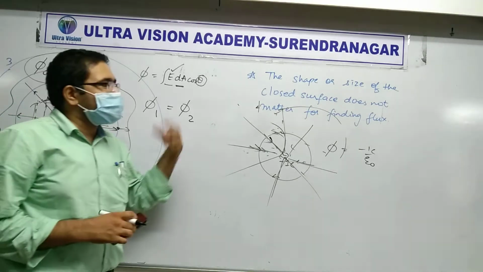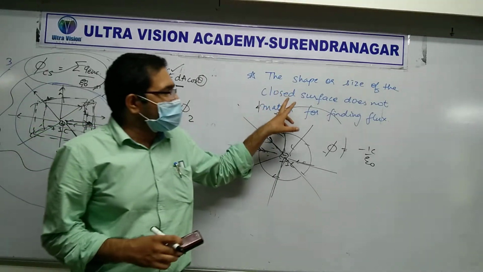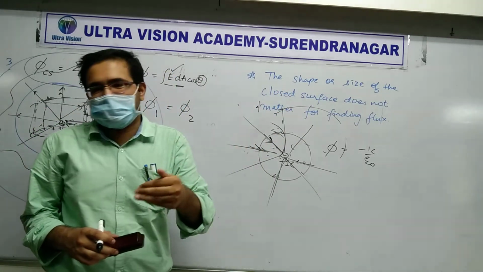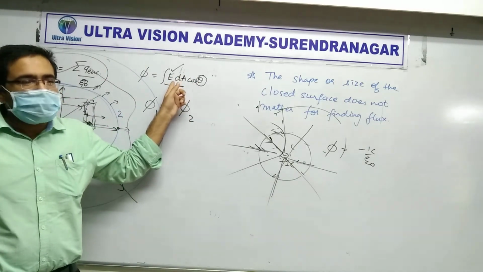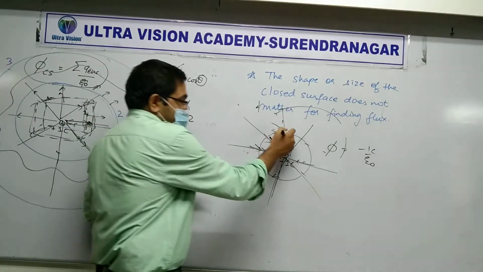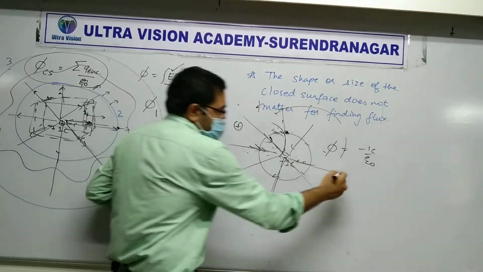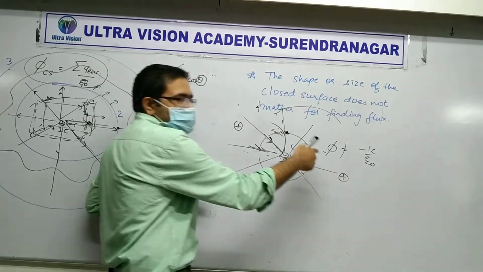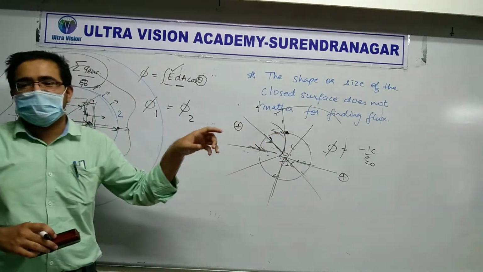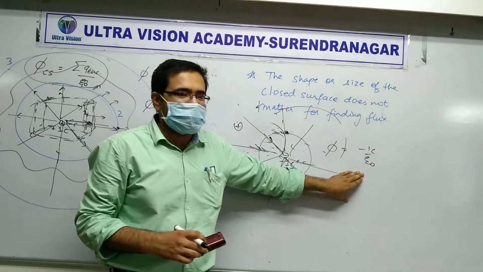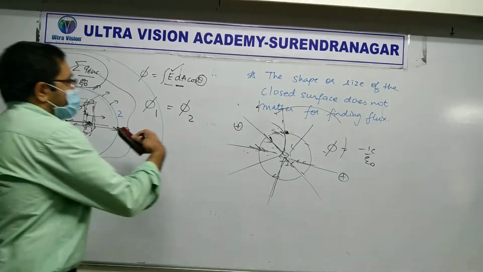So remember this: charges outside have absolutely nothing to do with flux. Flux only depends on the charges enclosed. Electric field depends on all the charges. That's the interesting thing. If someone asks how much is the electric field here, then it depends on this charge, and also on this charge, and if you put one more, it will depend on that also. 1, 2, and 3, superposition principle. But if someone asks how much is the flux for this sphere, then it doesn't depend on these charges. It only depends on the enclosed charge. Got it? Fine. That's all.